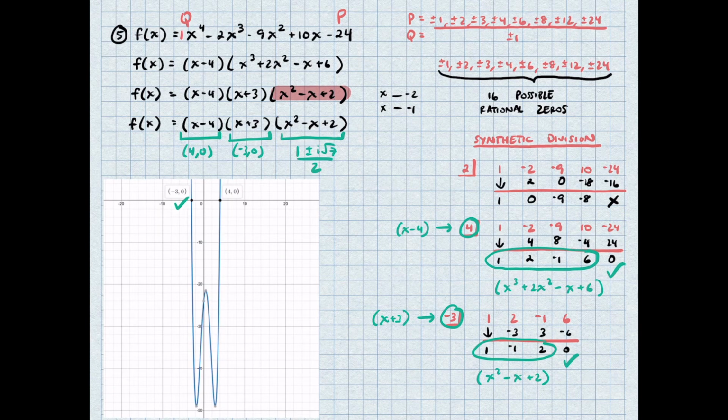And here we can see on our graph our two real zeros. Now let's try a sixth and final example here.